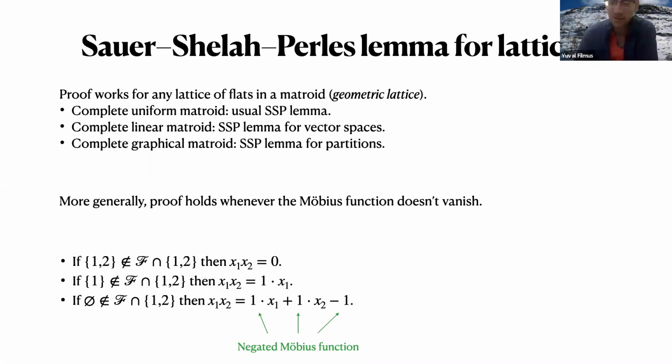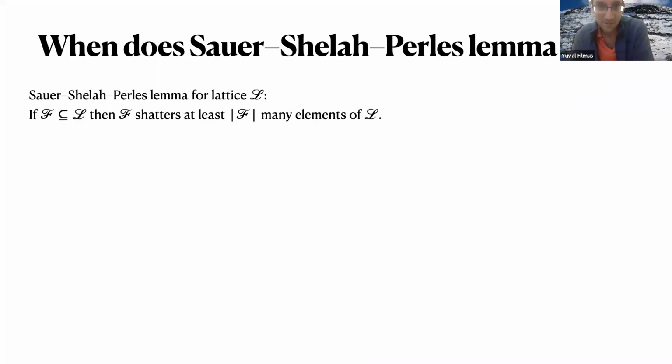Okay, so let's continue. Now what's going to interest us is when does the Sauer-Shelah-Perles lemma hold? For which lattices does the following thing hold? This is really this strengthening due to Pajor: every family in the lattice shatters at least as many elements as the size of the family.